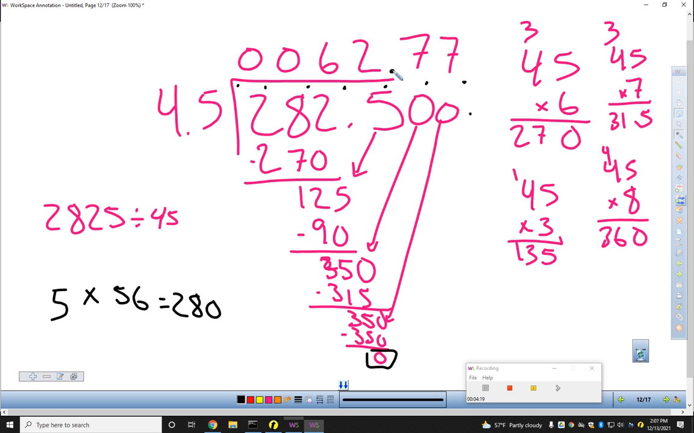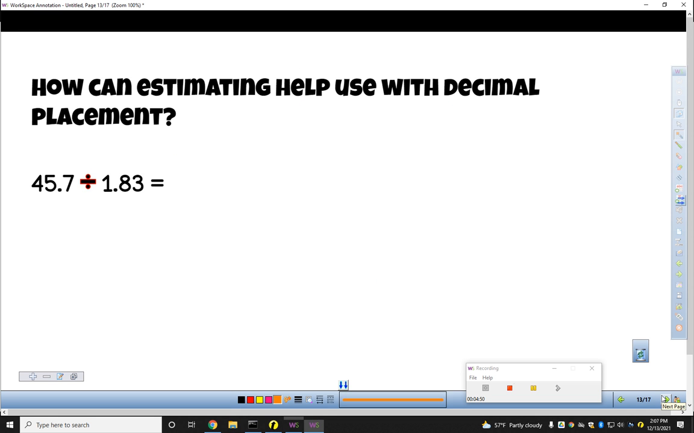Now, really quickly, let me connect this to 6.7 for you. If you multiply both of these numbers by 10 so that you are dividing by 45 right off the bat, you'll notice here that the decimal would have ended up there anyway. This is just another strategy where I ignored the decimals and then I placed it based on my estimate. So, how could we do that in this problem?